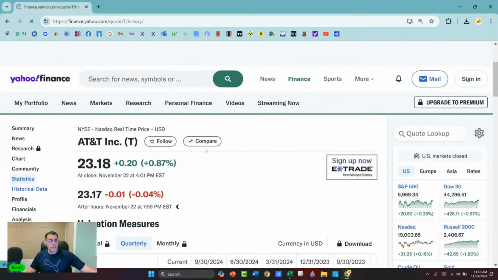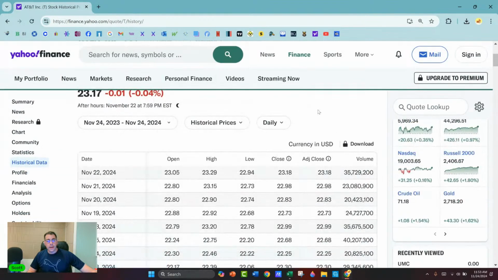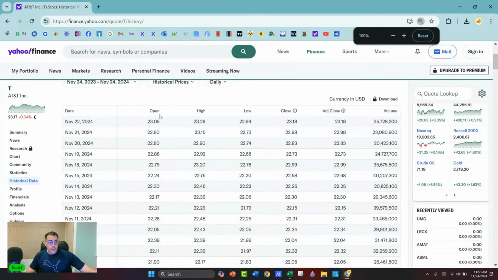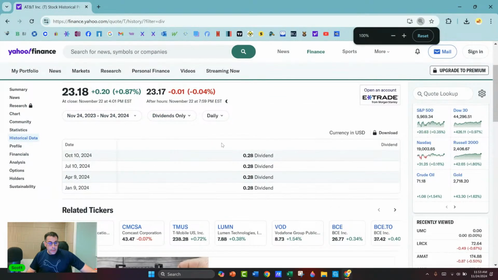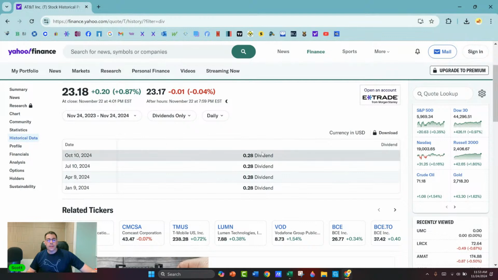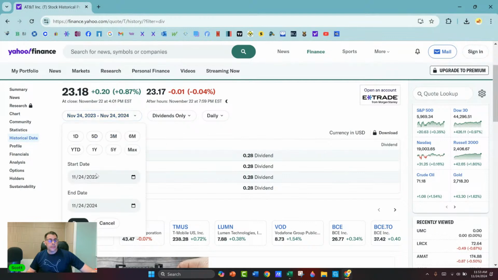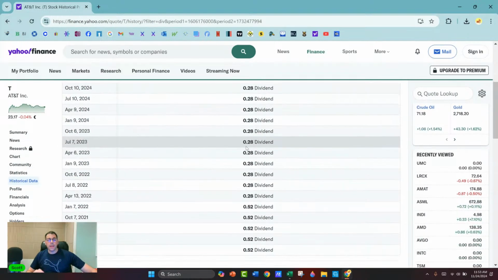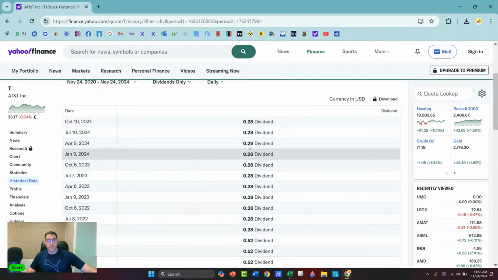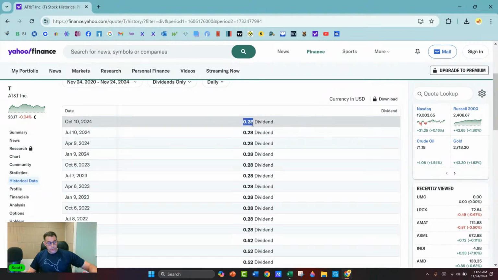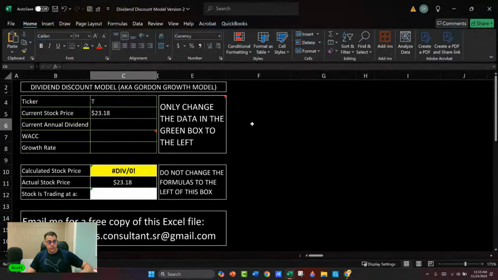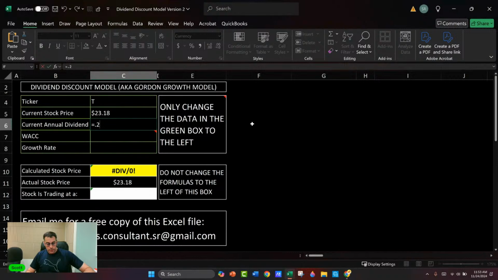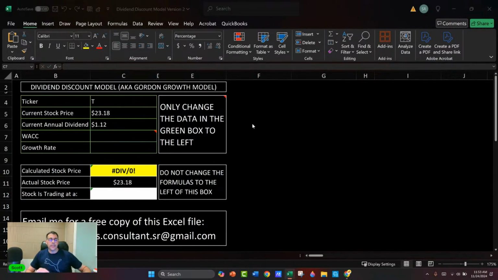Okay, historical data. And a good way to learn how to get better at inputs is to kind of look at the data. So let's go. They've been paying a 28-cent dividend for several quarters now. So 28 times 4, so it's $1.12.